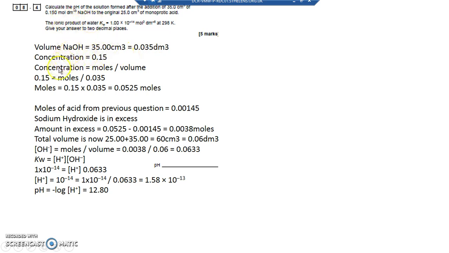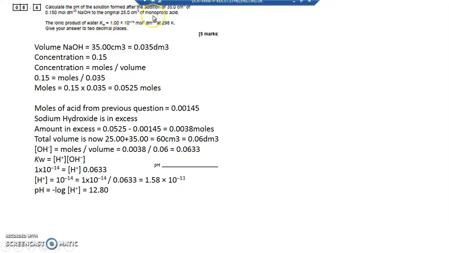Concentration is 0.15. Concentration is moles divided by volume, so the concentration is moles divided by 0.035. Multiply the two numbers together, and so the number of moles of sodium hydroxide is 0.00525. The sodium hydroxide, which is an alkali or a base, will react with the acid.